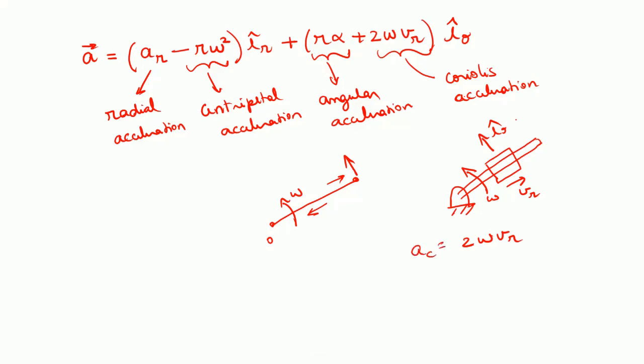Now this is seen when you go on a merry-go-round. Suppose a merry-go-round is moving with omega, and a person wants to move outward in this direction, then you will see that he will experience a force in the radial direction. So this is about acceleration.